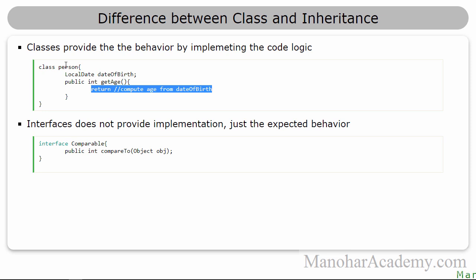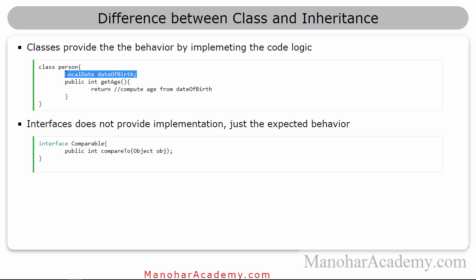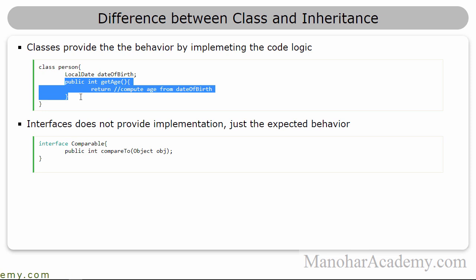So whenever we are creating classes, we are talking about implementation. There is code and we are going to implement that code. Also there is encapsulation: you don't show the fields, you hide the data, and you show only the behavior. But when we are talking about interfaces, we are talking only about expected behavior.